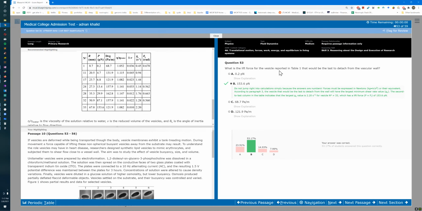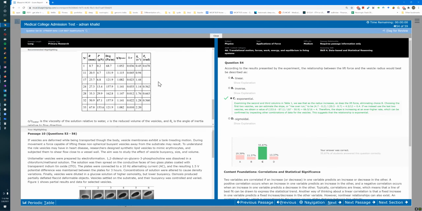I just thought, what would be the last to detach from the vascular wall? Something that requires the greatest lift force, which is this. So that's the answer I chose. You can also see it over here. Lift force is in piconewtons over here.